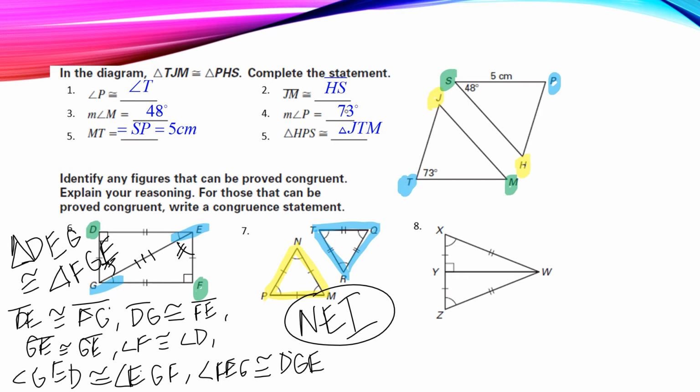Okay, so now 8 then. Let's do this. Or you could say not enough info, or cannot prove, something like that, just to say that there's not enough info there. Okay, so for the next one then, Z goes with X. Y is obviously the same angle because if we have a right angle there, the other side also has to be a right angle because a line adds up to 180 degrees.